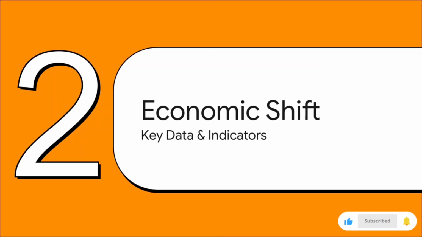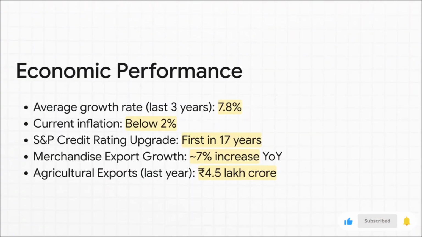Let's move on to Section 2, the economic shift. Now, this is where we get into the nitty-gritty, the specific data points that were used to back up this narrative of moving from fragile to the forefront. So what's the data used to support this big claim? The speech highlighted an average growth rate of 7.8% over the last 3 years, and inflation clocking in at below 2%. These figures are presented as hard evidence of a major economic turnaround.